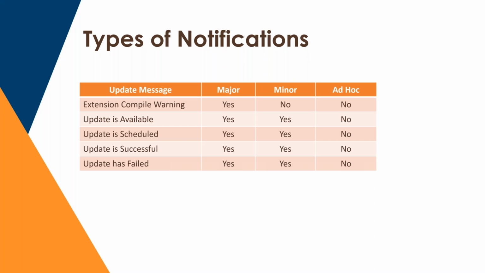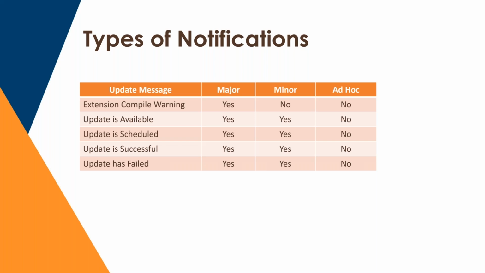Microsoft will send out a notification when an update is available. They'll do it for both the major and the minor updates, but they typically do not send out notifications when an ad hoc update is available. When an update is scheduled, so if you go ahead and schedule an update, you can do it via a major and a minor update, but you typically don't get a notification when you schedule an update for an ad hoc extension or ad hoc Microsoft hotfix update.